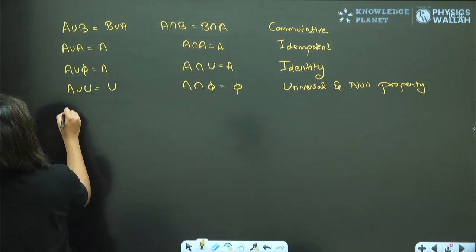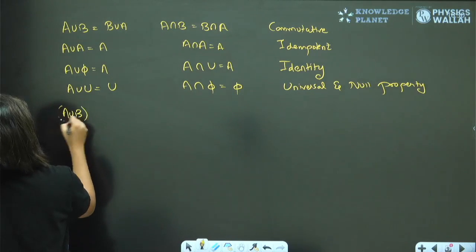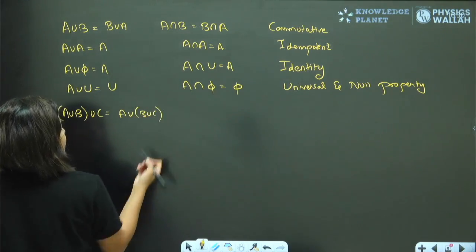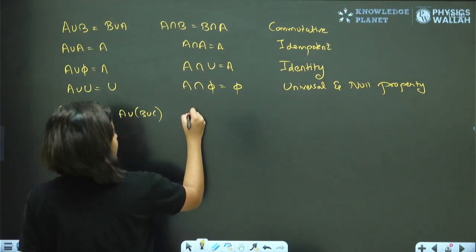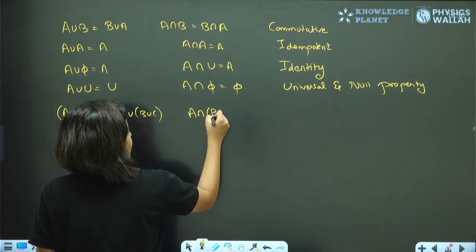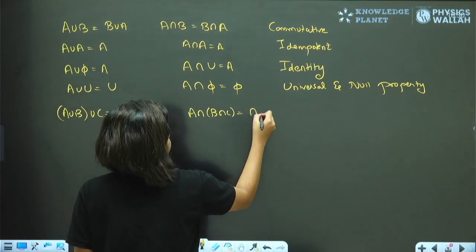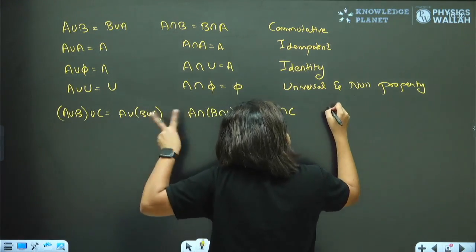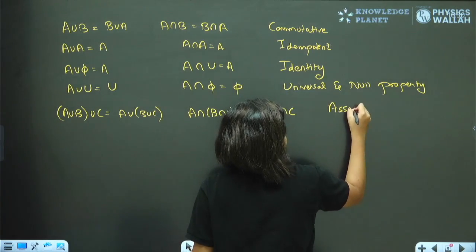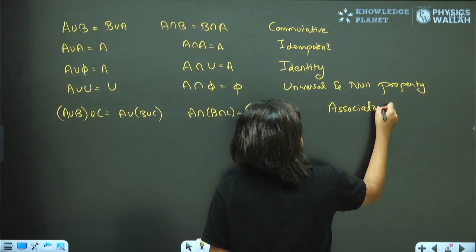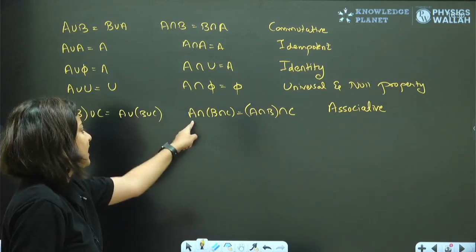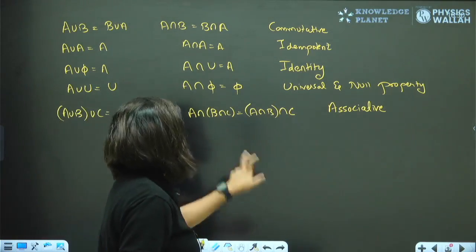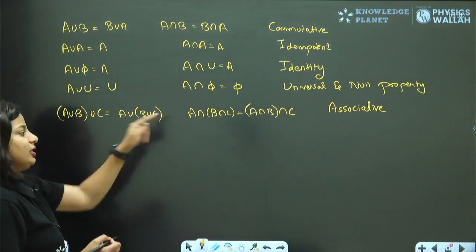Next one. A union (B union C) is same as (A union B) union C. And the same goes for intersection. A intersection (B intersection C) is same as (A intersection B) intersection C. You're just changing the brackets and it is called the associative law. Same sign, associative law.